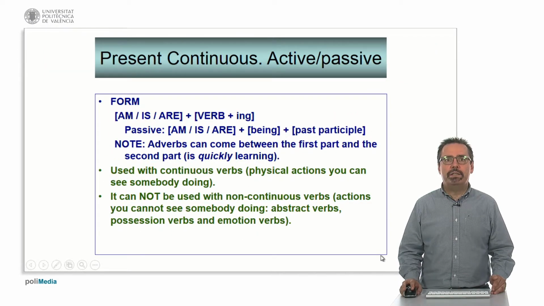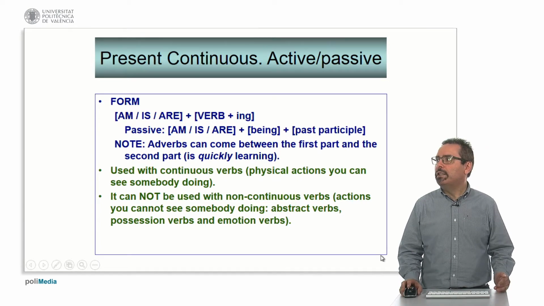The present continuous, on the other hand, is different. It contains the verb to be plus the ing form. In the passive, it is exactly the same with the verb to be, and we normally use adverbs that are associated with this tense, and they come between the first part and the second part. For example, is quickly learning.